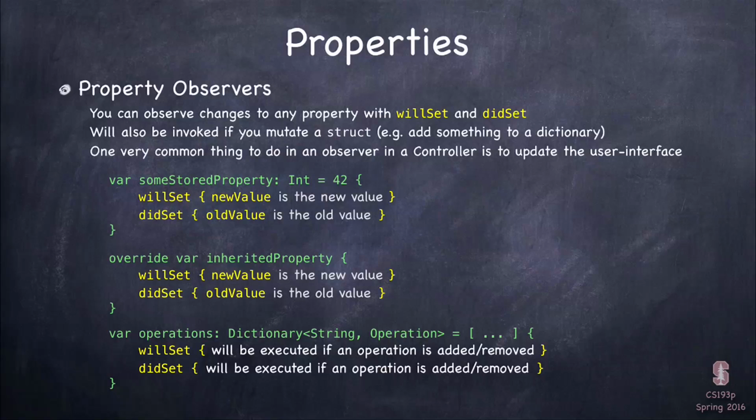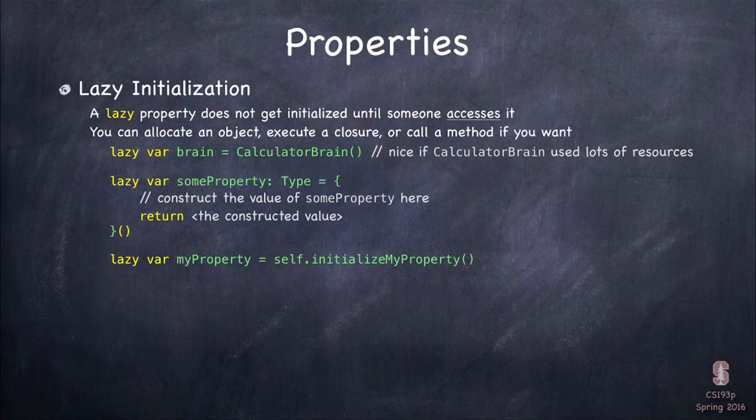One very common thing to do in these willSets and didSets is update the UI. You've got a method in your controller, you set some value in the controller that changes the way the UI would look, you ask your view to draw itself again. Very, very common. We're going to be doing that up the wazoo in the next lecture. All right, lazy initialization. So this is a little bit of a cheat code of Swift right here.